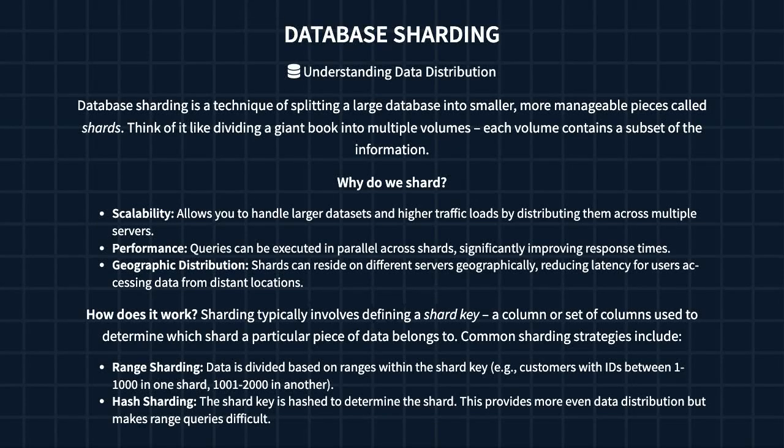Let's talk about sharding. Imagine you have a massive database that's struggling to keep up with all the data and users. Sharding is like splitting that giant database into smaller, more manageable pieces. We call those pieces shards. It's really useful for scaling things up when your data gets huge or you're getting tons of traffic. Sharding can help improve performance by letting you run queries across multiple servers at once, and it even allows you to spread your database out geographically so users get faster access to the information they need.